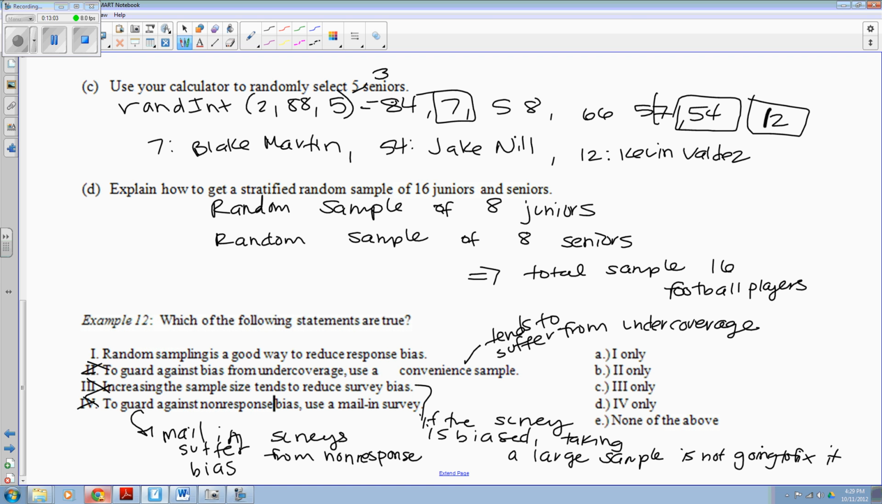Okay. So here we can just say a random sample can't help response bias. So this one is out. And so the correct answer down here is E. None of these are true.